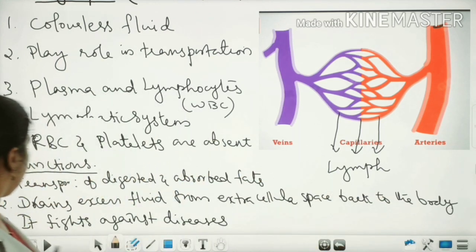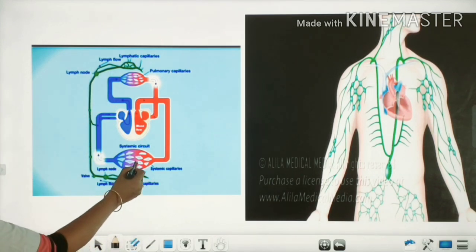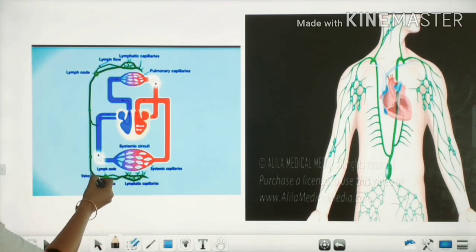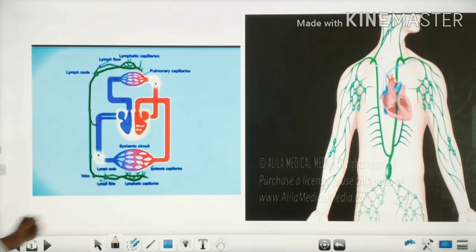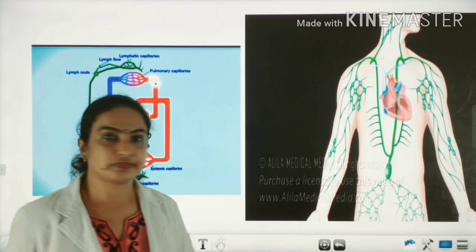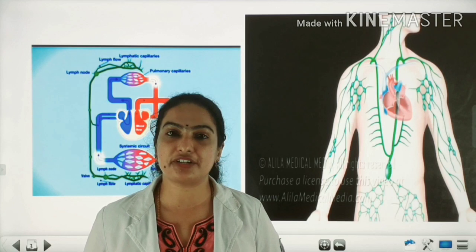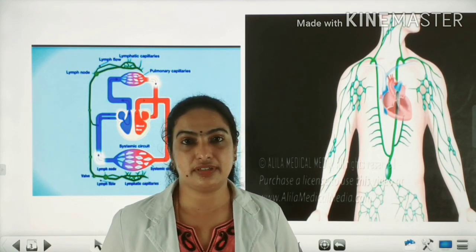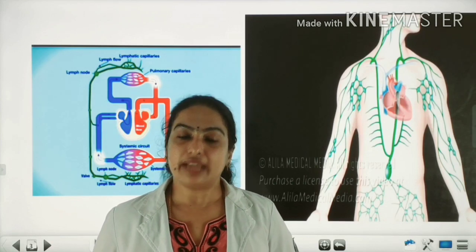Okay, let's see the lymph system. Here, from the capillaries, the lymph vessels or lymphatic system pass through the body. You can see the lymphatic system in this picture. Hope you understood everything about blood pressure and lymph, the body fluid or the tissue fluid. And that's all for today.